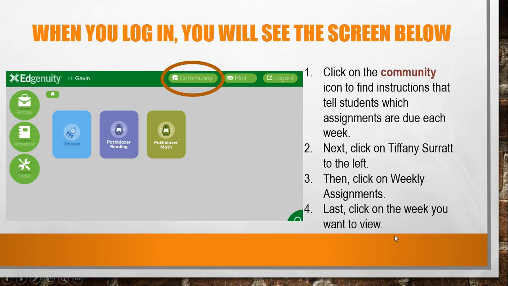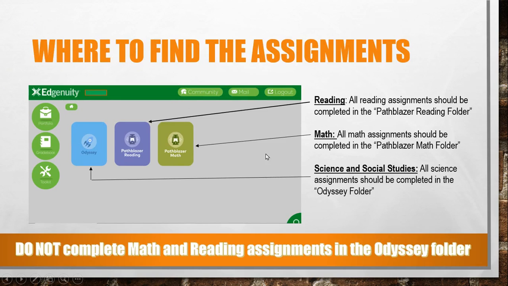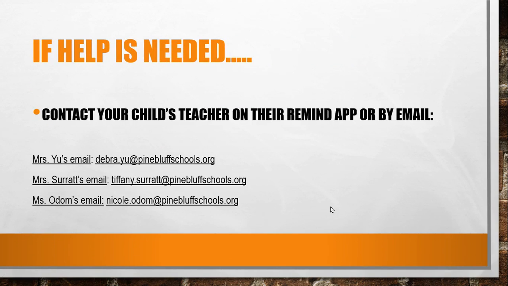Now, notice in here, it looks a little different than the example we're going to show you in real life. This has Odyssey to the left, but Odyssey is going to be to the right when you get into the real assignments. And notice your reading and mathematics have a separate tab, whereas your science and social studies will be under the Odyssey tab. So we go to the Odyssey tab for science and social studies, a separate tab for reading and mathematics. If help is needed, contact your child's teacher on their Remind app or by email, and you can see the teachers' names and their email addresses here.